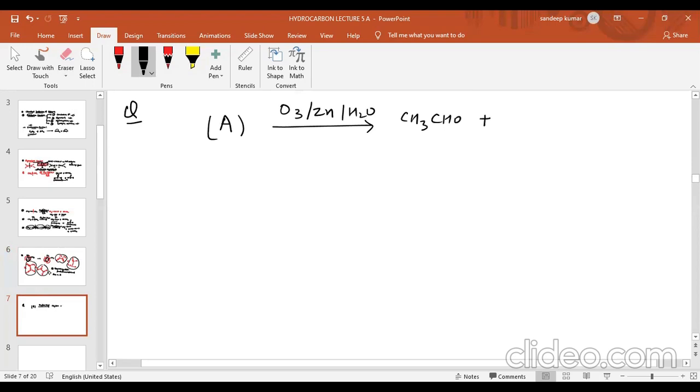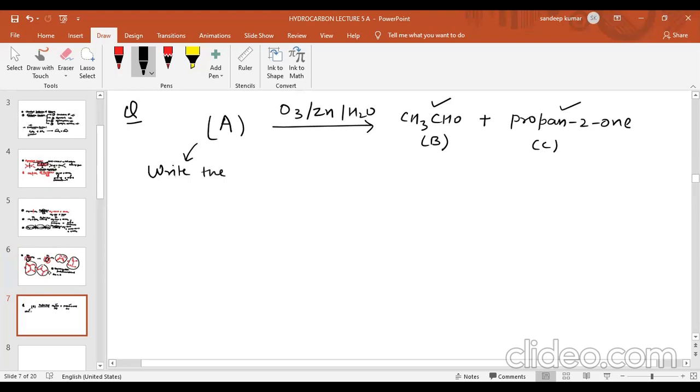And another product is propanone. Another product is propane-2-one. So A on ozonolysis gives two products, B and C. B is ethanal and C is propane-2-one. Then write the IUPAC name.